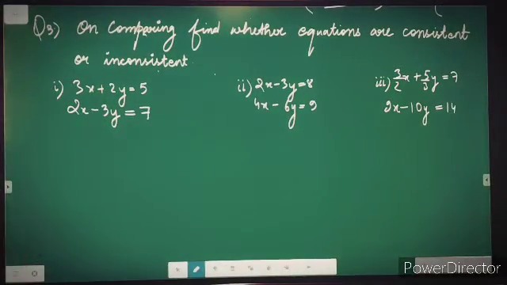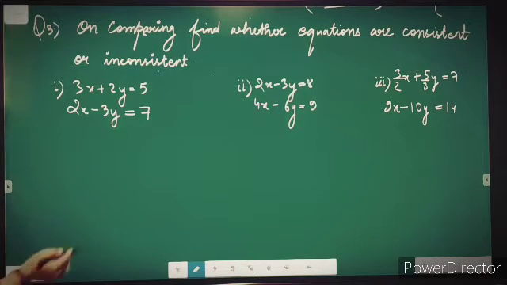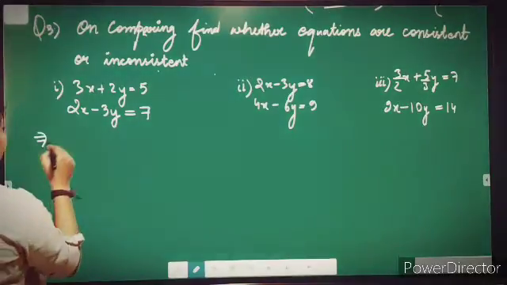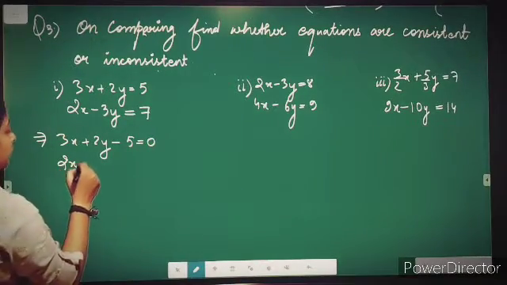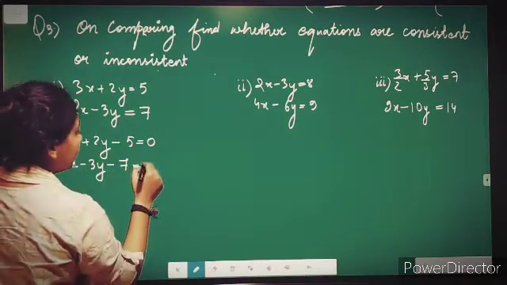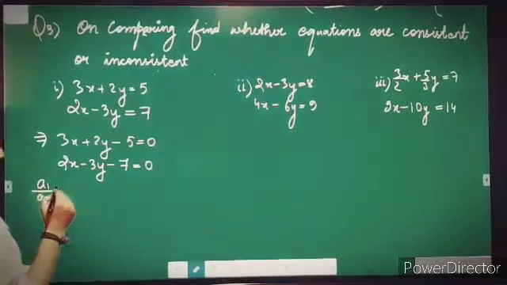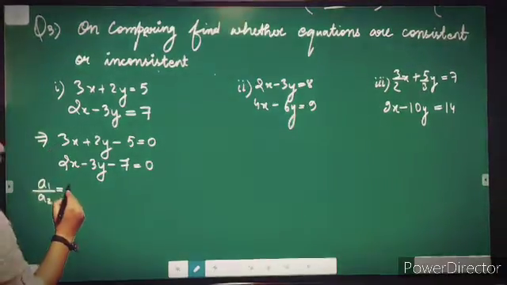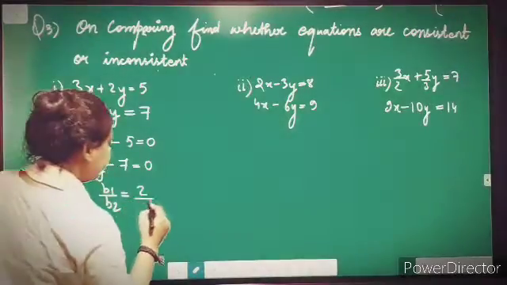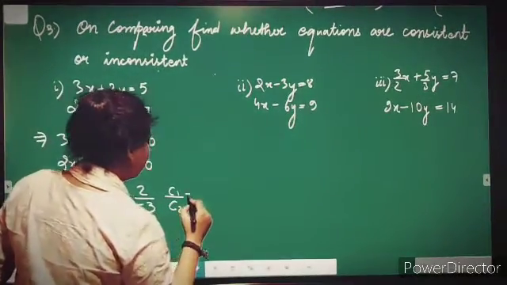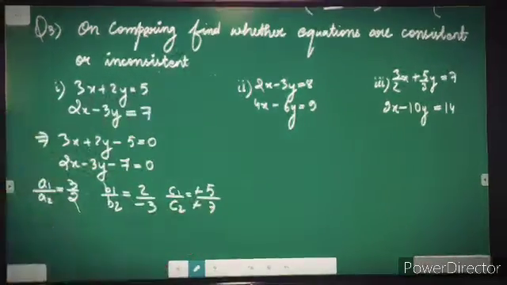First, 3x plus 2y equals 5, 2x minus 3y equals 7. Let us first shift the constants to the LHS. So we have 3x plus 2y minus 5 equal to 0 and 2x minus 3y minus 7 equal to 0. Here A1 by A2 is 3 by 2. B1 by B2 is 2 by minus 3. C1 by C2 is minus 5 by minus 7, which gives us plus 5 by 7.